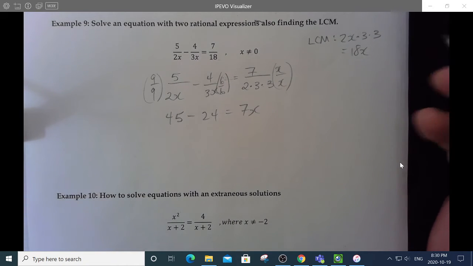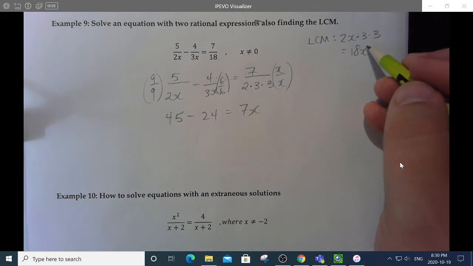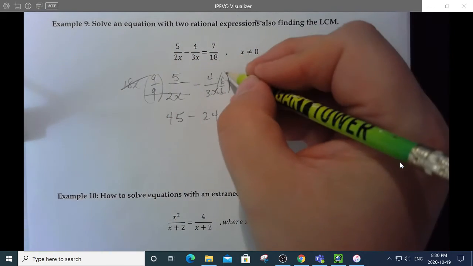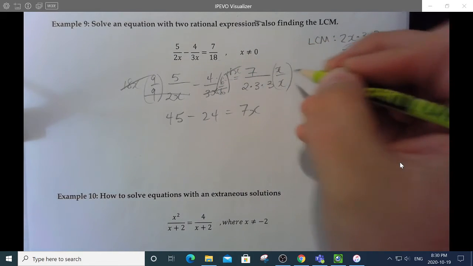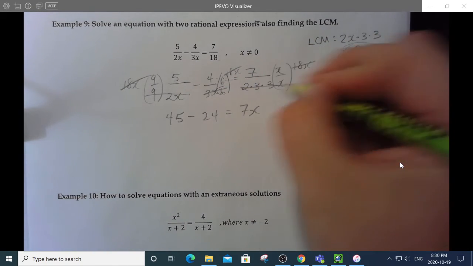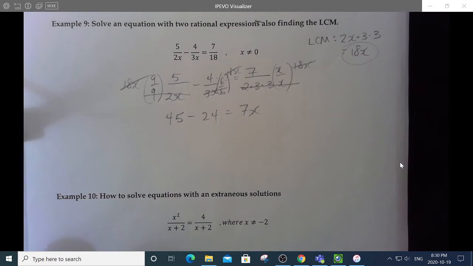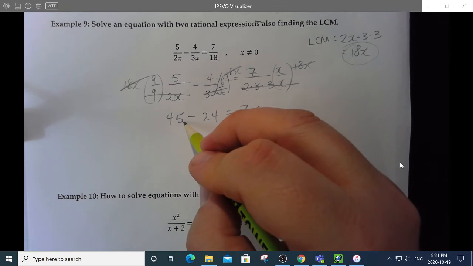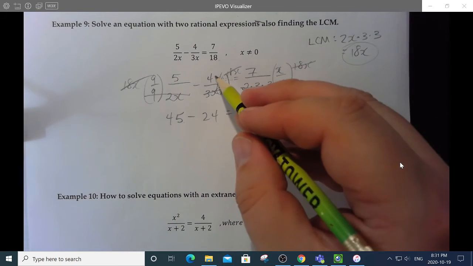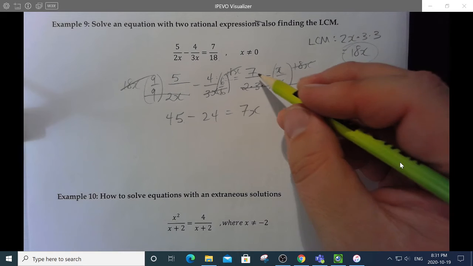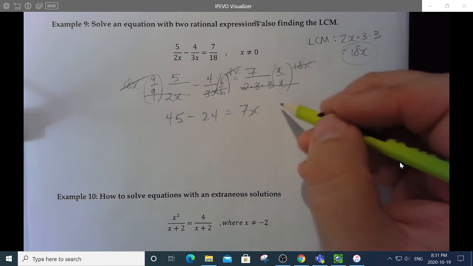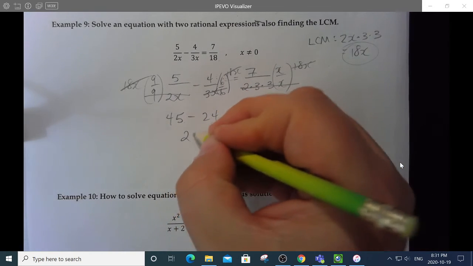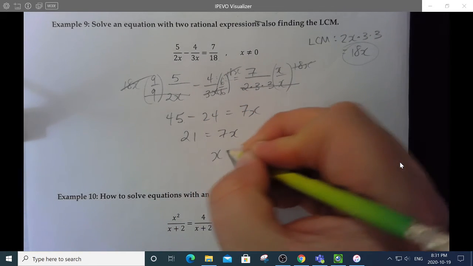Well, how about I just multiplied every part of the equation by the LCM? So I just multiplied by 18x, multiplied by 18x, and multiplied by 18x. Now, I wouldn't show this many confusing looking steps on a question like this, but that is logically what's happening. Where did the 45 come from? Well, it was the 9 times the 5. Where did the 24 come from? Well, it was the 6 times the 4. And why is 7 now 7x? Because I had to multiply top and bottom by x. So 45 minus 24 is 21, and x equals 3.